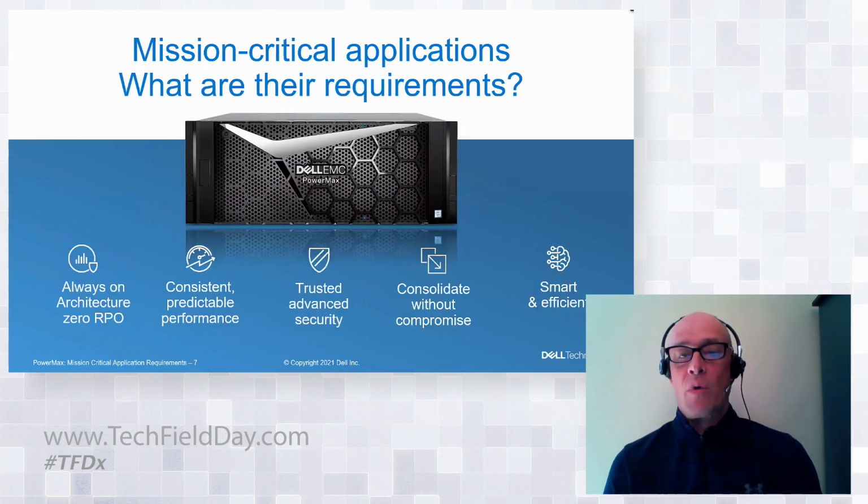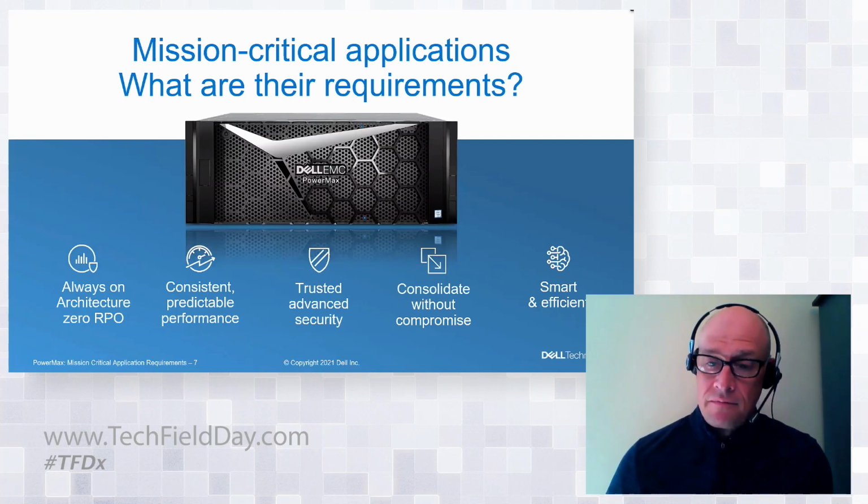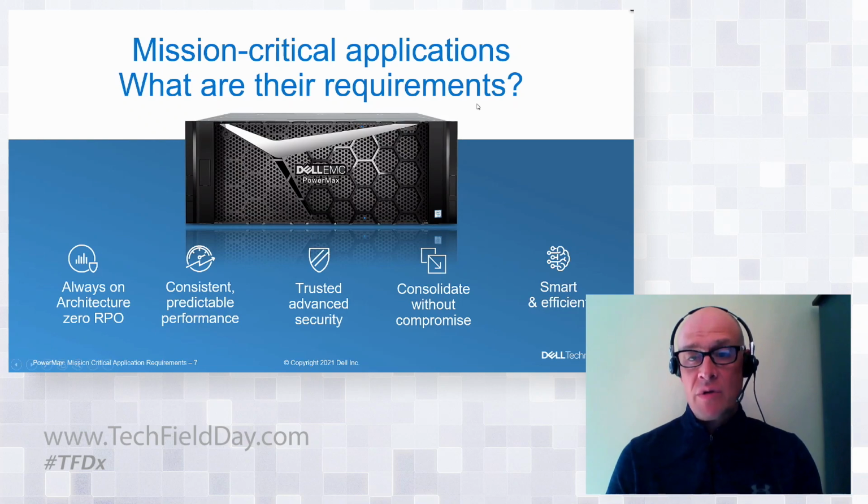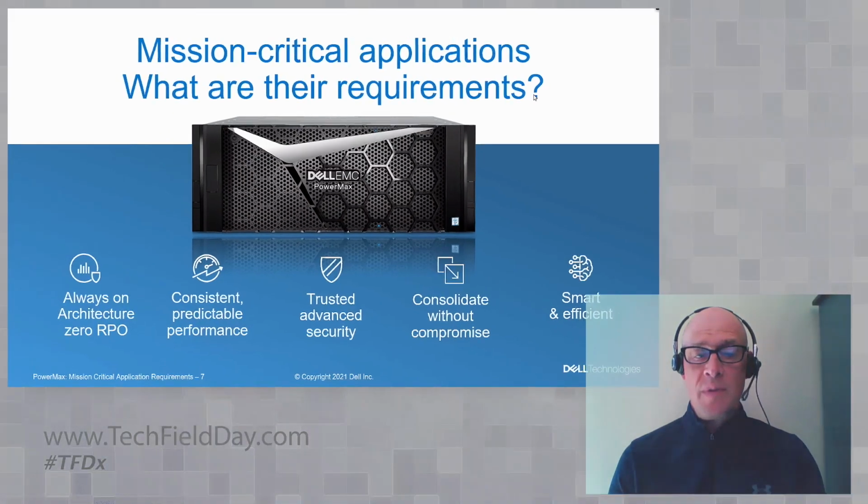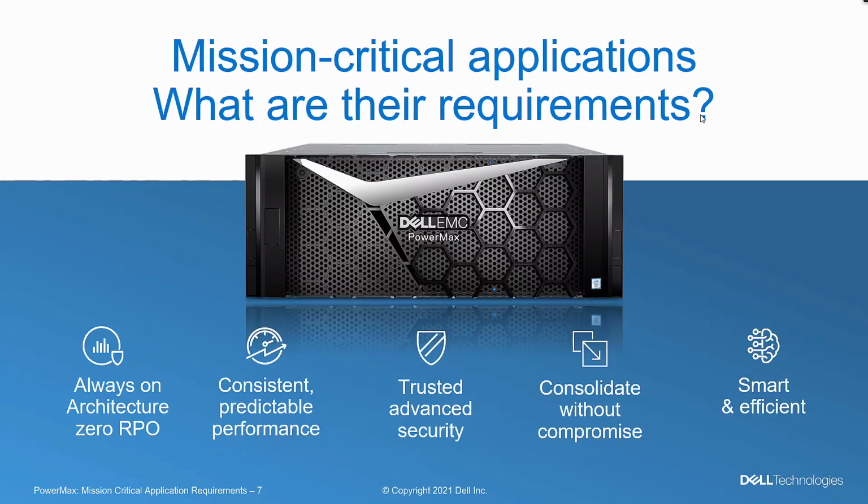So let's take a look at what those requirements are. There are 5 basic requirements, 5 key areas that we talk about. The first being an always-on architecture, think 0 RPO. Next would be, I need consistent, predictable performance. Again, can't miss my SLAs. Penalties involved, right? Trusted advanced security, this is top of mind these days.